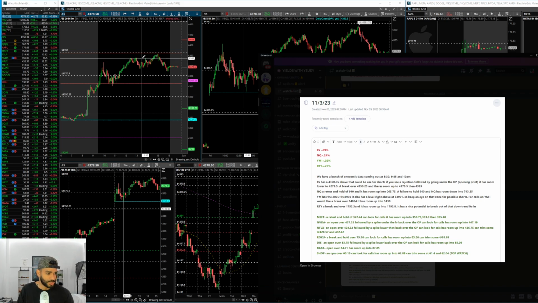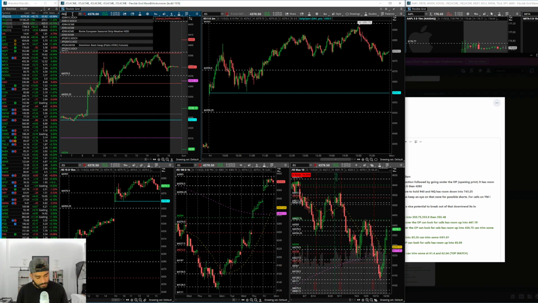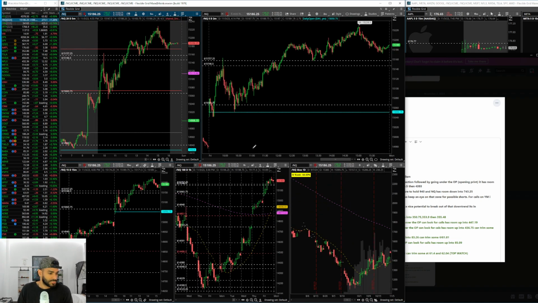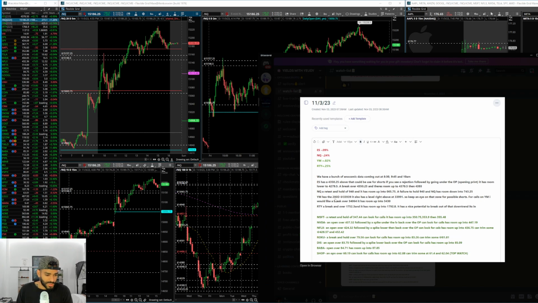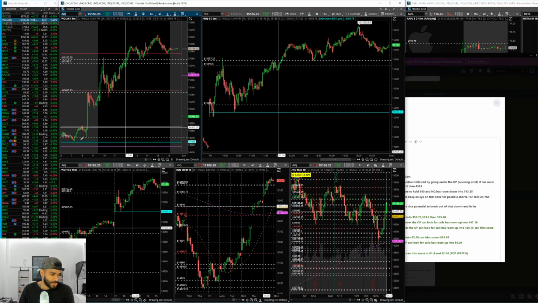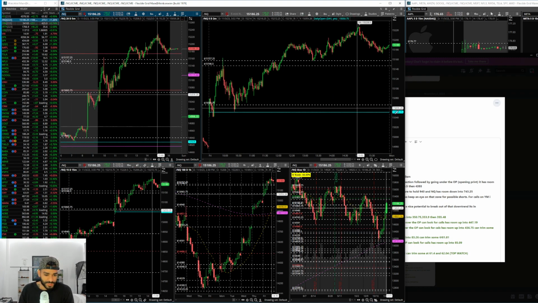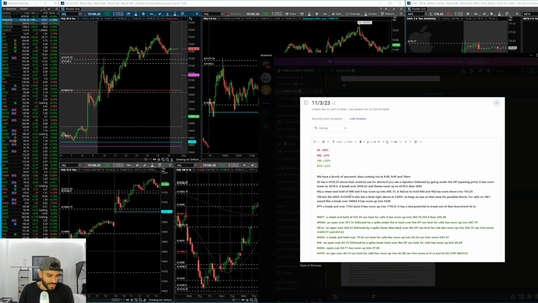Then I wrote for NQ. Let me show you guys NQ. I wrote NQ a retest and hold of 940, and it has room up into 065.75. A failure to hold that level, and NQ has room down into 743.25. As you guys can see, we broke over 149.40, the level that I wrote. I usually cut off the first two numbers just for space purposes. I don't want to write 1490. The number's kind of big, so I just write the last three.